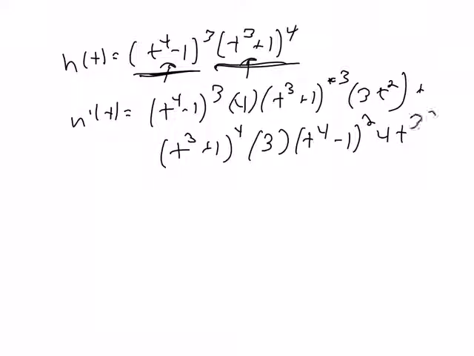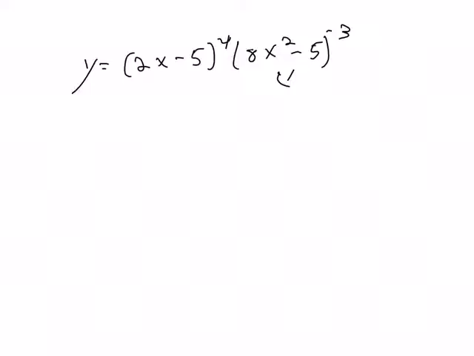Okay, next problem is problem 19. I have y is equal to 2x minus 5 to the fourth power times 8x squared minus 5 to the negative third power. You can do this using the quotient rule, but it probably would just be easier to use the product rule and the chain rule.